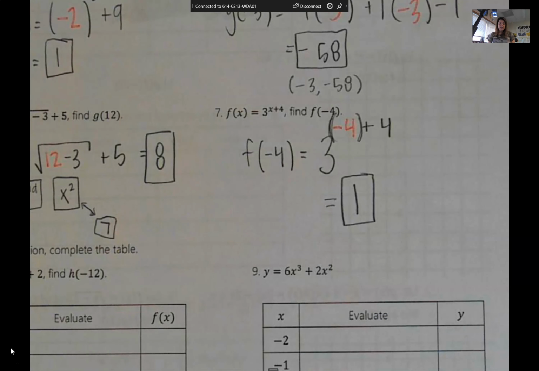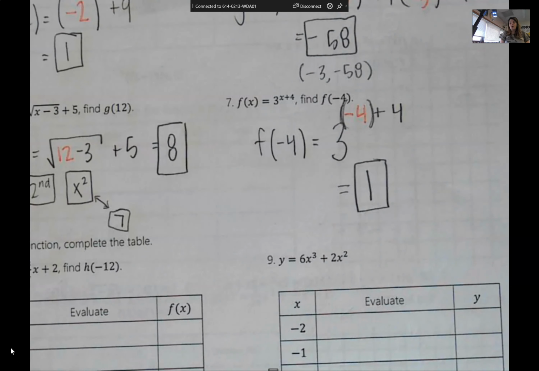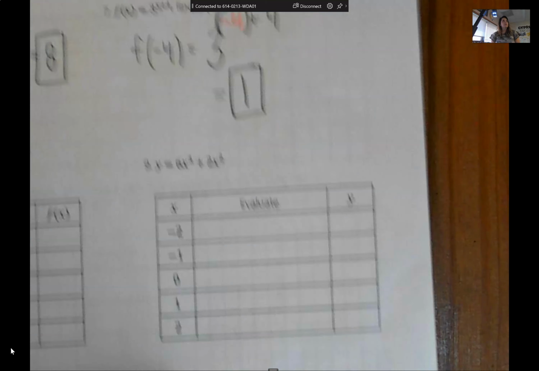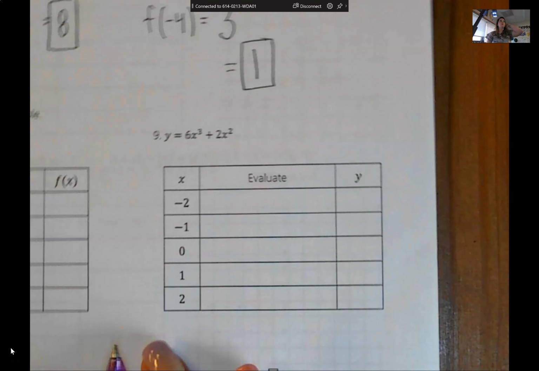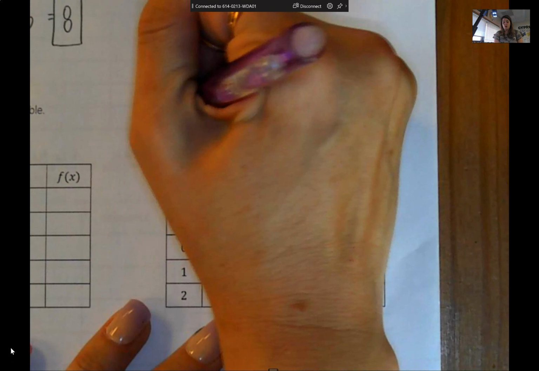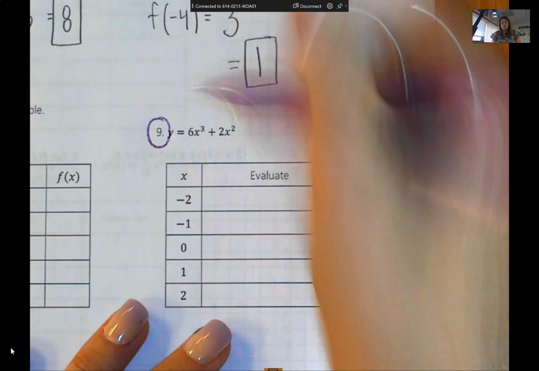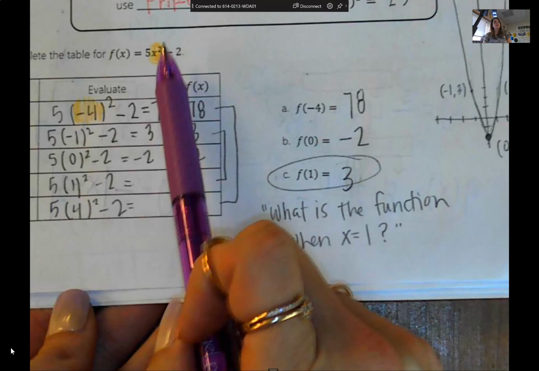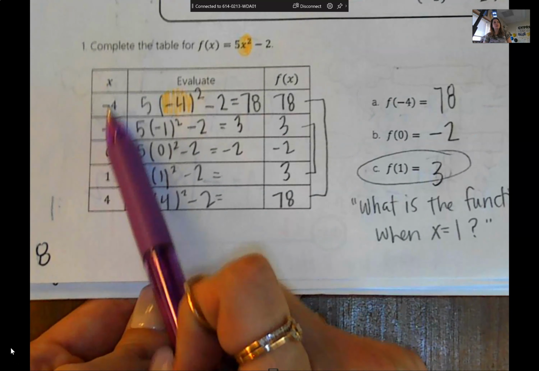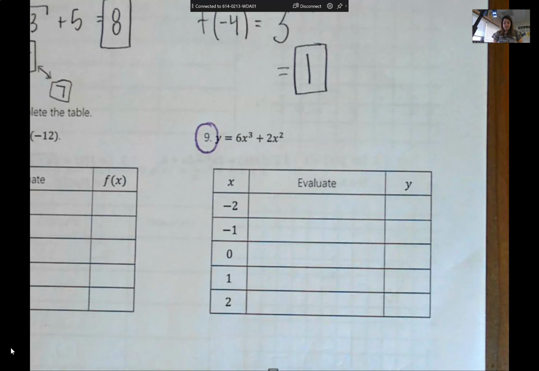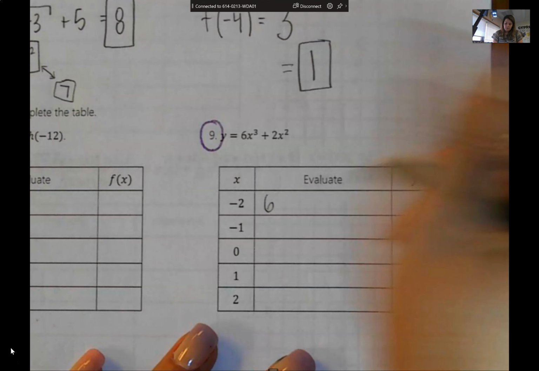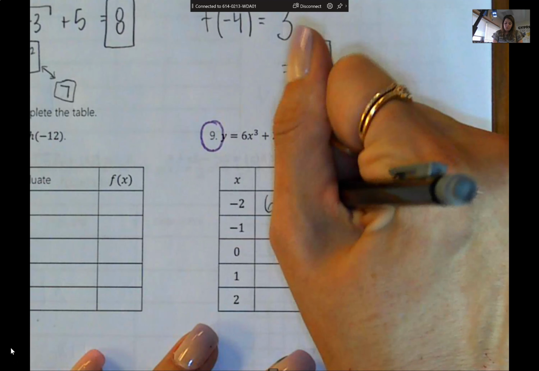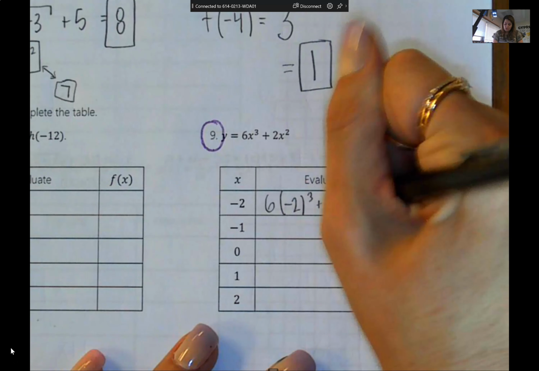Okay, so you have 2 tables at the bottom. The one that I want you guys to do is 9. I only want to do a couple of 8 with you, but I want you guys to do all of 9. So this goes back to this one. They want us to evaluate that cubic at a bunch of different x values. So you would type it into your calculator. And then remember, you guys can copy and paste. Do you guys remember that?